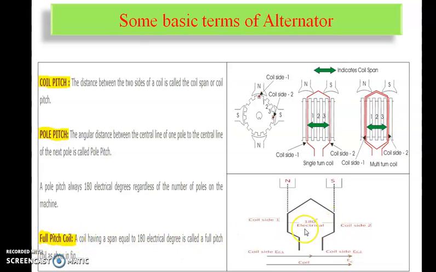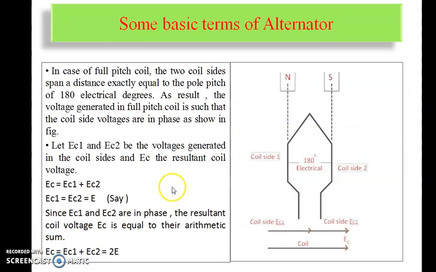And suppose I'm not using this pitch fully, I call it a short pitch coil. Short pitch coil we will see later. In the first part we will see the full pitch coil. Full pitch coil means a coil having a span equal to 180 degrees electrical. Okay, it's called a full pitch. If both are fully used as pitch, I call it a full pitch coil.